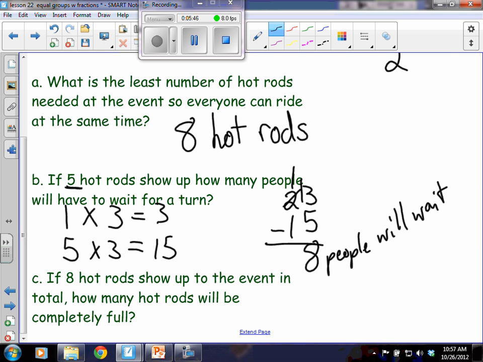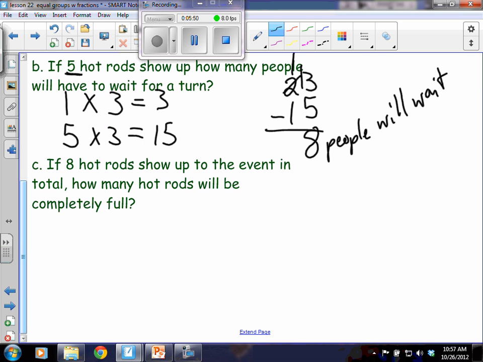So we have that idea. Finally, we can go back to a similar idea in letter C. It says if 8 hot rods show up to the event in total, so there are 8 total hot rods, how many hot rods will be completely full? Once again, we're going to go back to our problem since there's 23 people and 3 people can fit into a car.